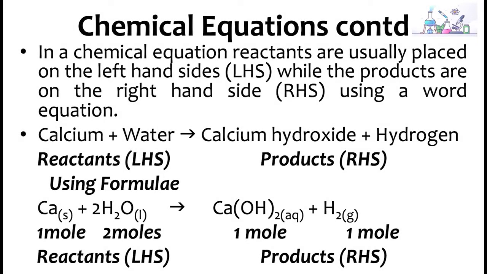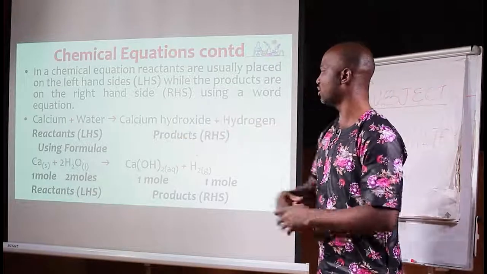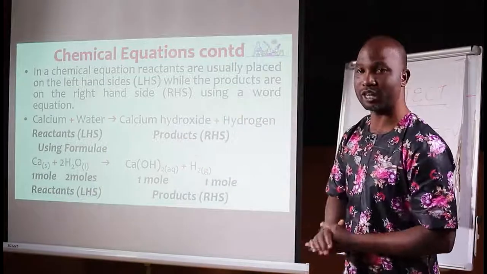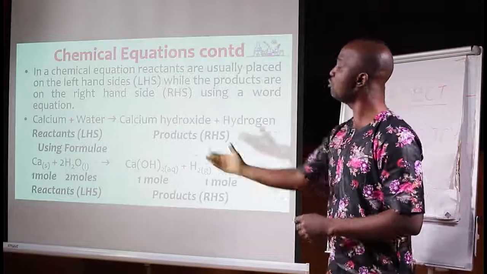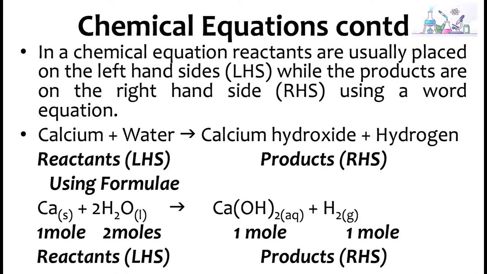Now, you see, using formulae, instead of calcium, I'll use Ca, which is the symbol of calcium, and calcium is in solid state. Then H2O for water, which is in liquid state, then calcium hydroxide plus hydrogen. Another information you get from this chemical equation is the mole ratio of both the reactant and the product. What you have here is 1 mole of calcium reacting with 2 moles of water to give you 1 mole of calcium hydroxide and 1 mole of hydrogen. We refer to that as the mole ratio of both reactant and product.